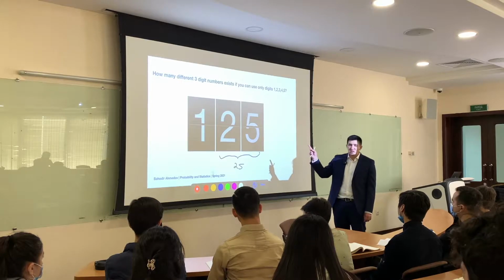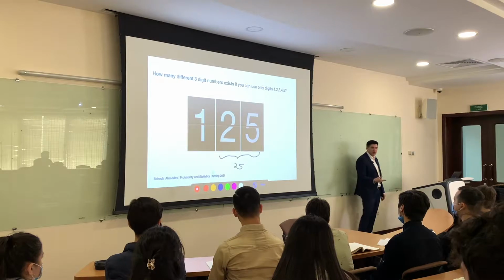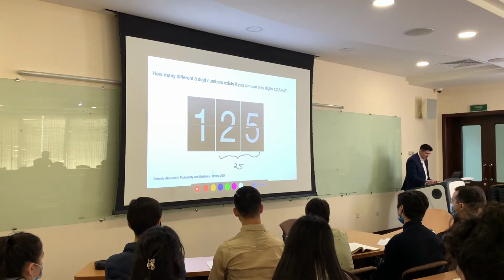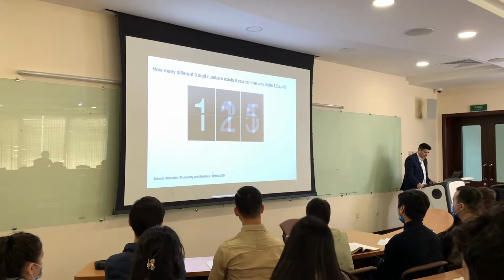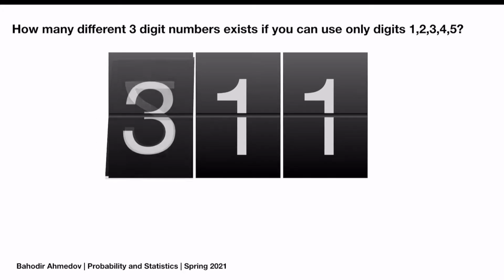But now, if I change the 1 on the first position to 2, it is again going to be 25 new options for the second and third places, right? So I can play with the numbers on the first position. I can change it to 2, to 3, to 4, to 5. For every new digit on the first position, I have 25 different possibilities for the second and third, right? That is why in total I'm going to have 125 options.